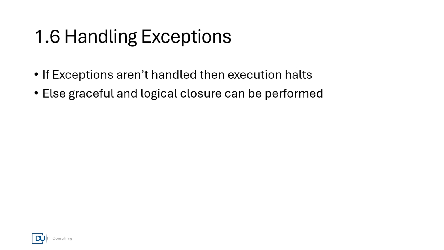If exceptions are not handled well in the Python code, then the Python interpreter stops execution at the point where the error occurred. It does not move further in the program. But if we have exception handlers, then we can log the errors in a file, and we can also show a meaningful error message to the user and then logically close the program.